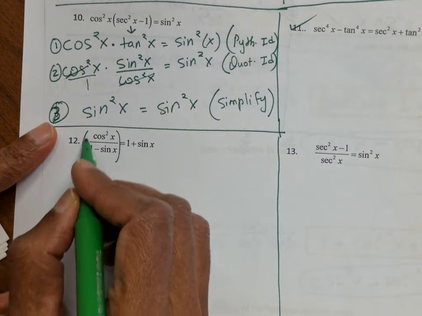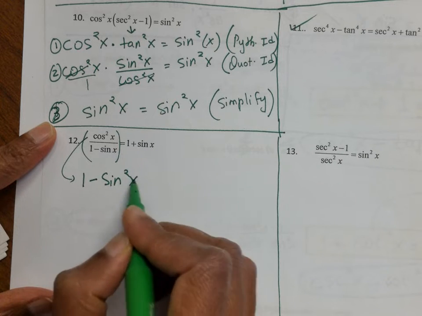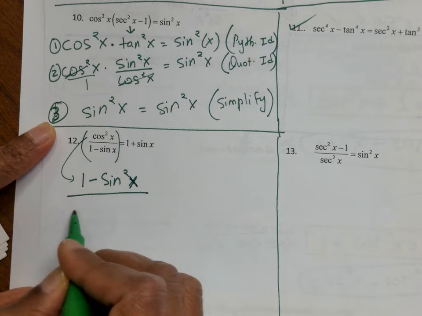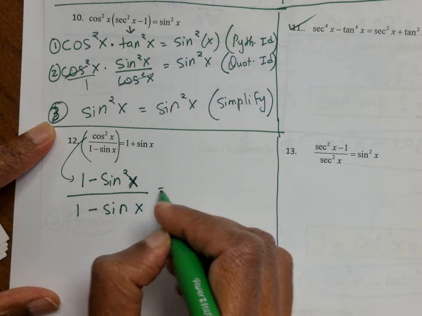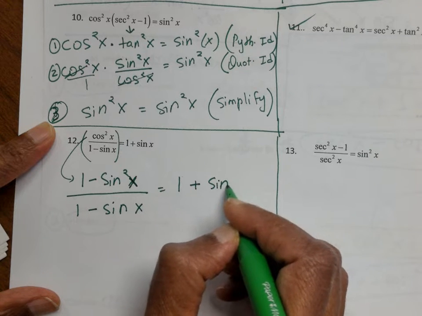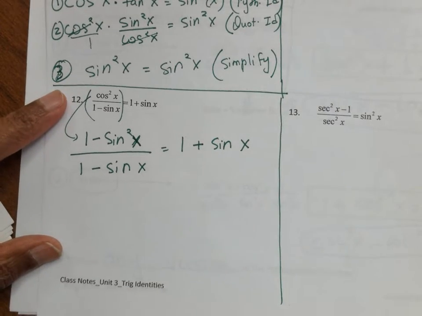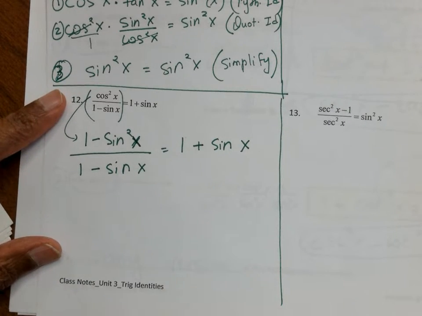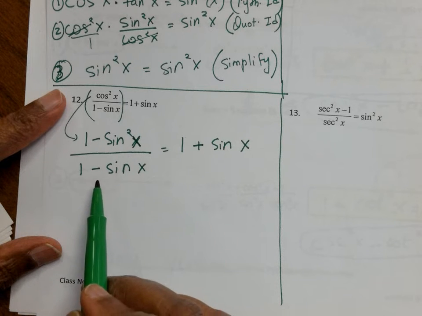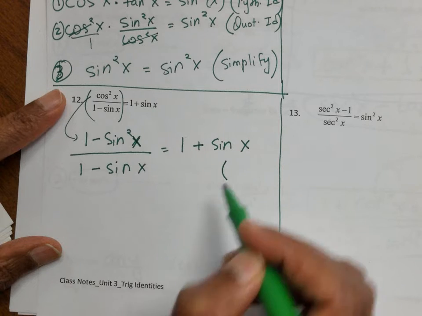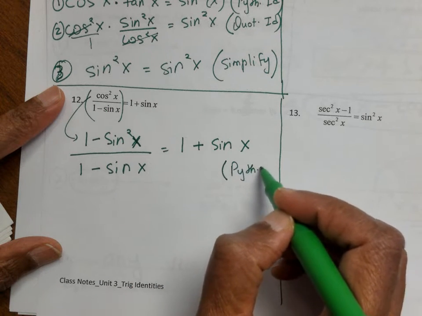So I replace this with 1 minus sine square x over 1 minus sine x equals 1 plus sine x. And what do I notice here? That I do have everything as sine. Okay, but what else? I need to somehow simplify this also. And then what I find is, okay, I didn't write the reasoning. So cosine square replaced with 1 minus sine square is Pythagorean ID.